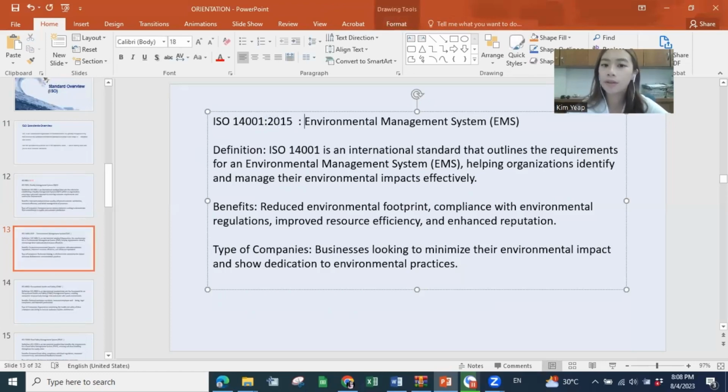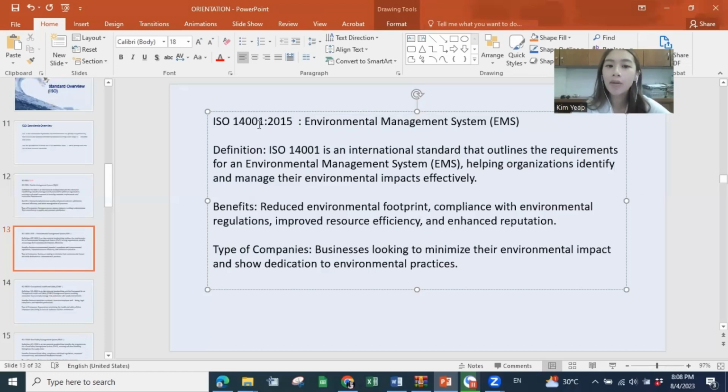So what is ISO 14001? It is an Environmental Management System. Now look at the name. Can you connect, can you link, what is it about? It's about the environment. So you can go through the definition on your own. If at any time you want to stop this video, please press the pause button.